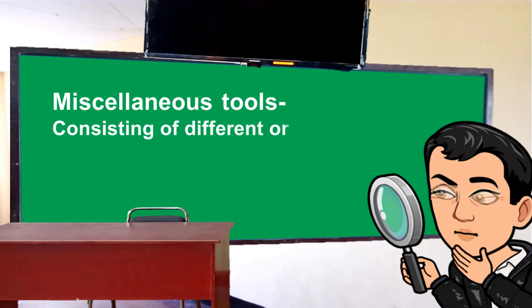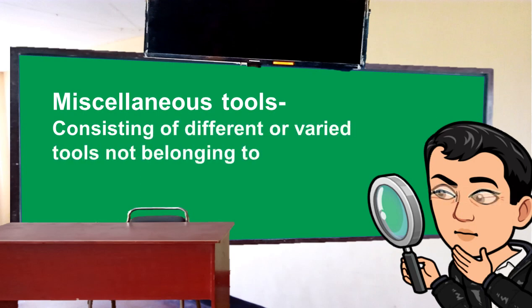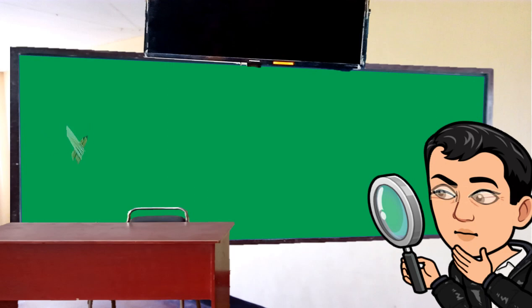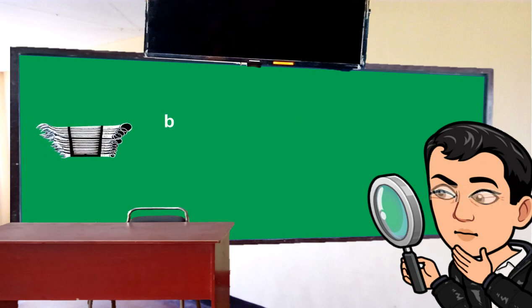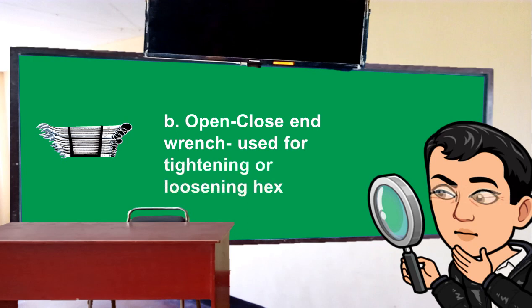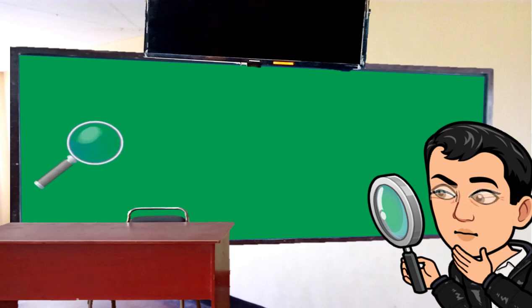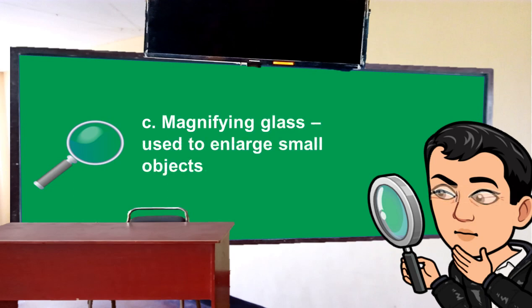Miscellaneous tools, consisting of different or varied tools not belonging to a category. Paintbrush, used for removing dust on surfaces being cleaned. Open-close end wrench, used for tightening or loosening hex nut. Magnifying glass, used to enlarge small objects.